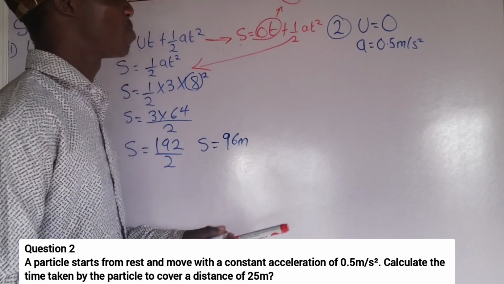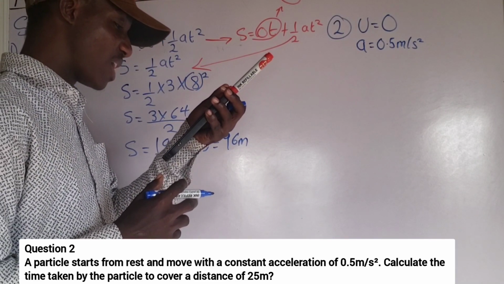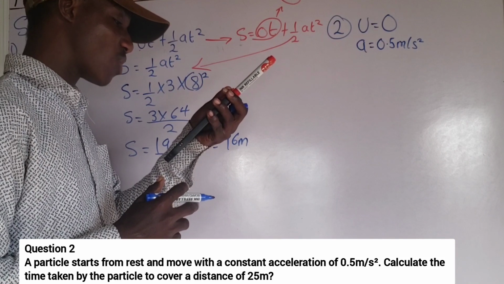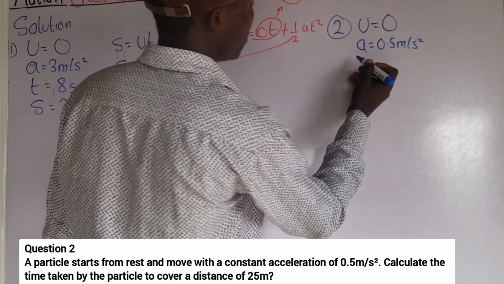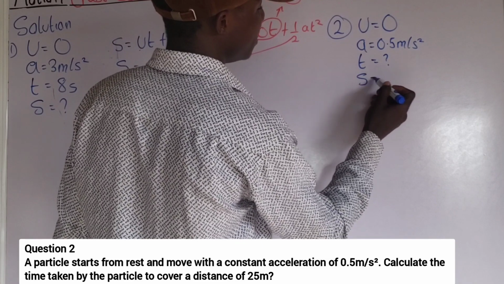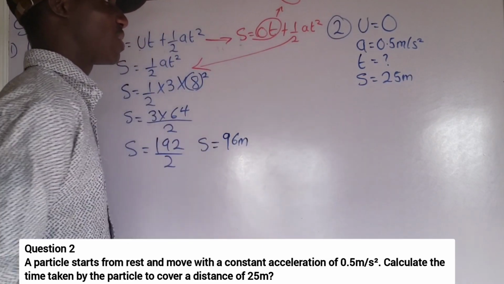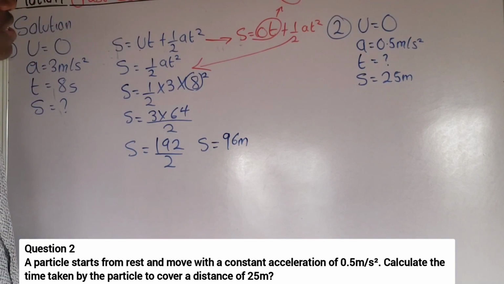The acceleration is 0.5 meters per second squared, and we are asked to calculate the time taken by the particle to cover a distance of 25 meters. Time taken is unknown, and the distance is 25 meters. Now look at these parameters that we are given.